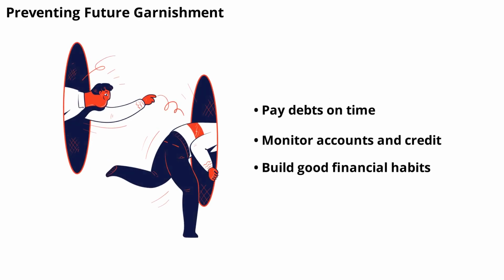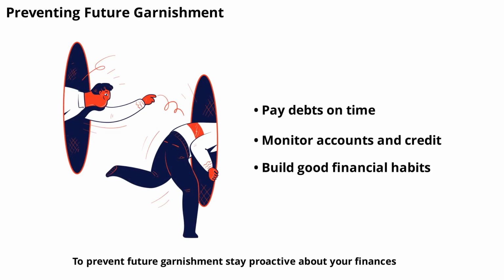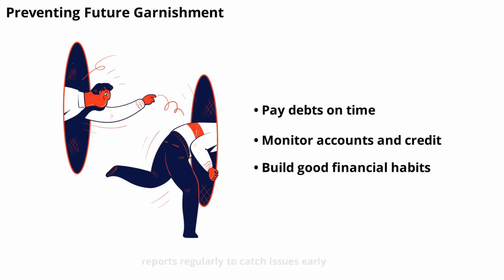To prevent future garnishment, stay proactive about your finances. Pay government debts on time, respond to notices, and set up payment plans if needed. Monitor your accounts and credit reports regularly to catch issues early. Building good financial habits can help you avoid garnishment and maintain control over your money.